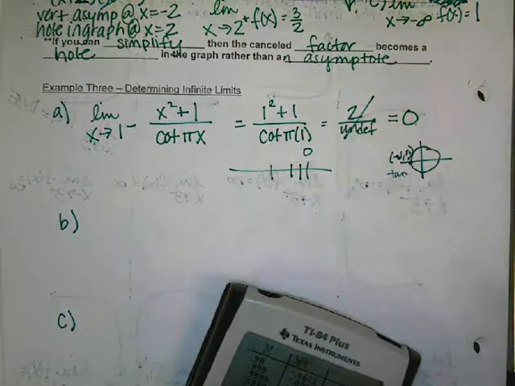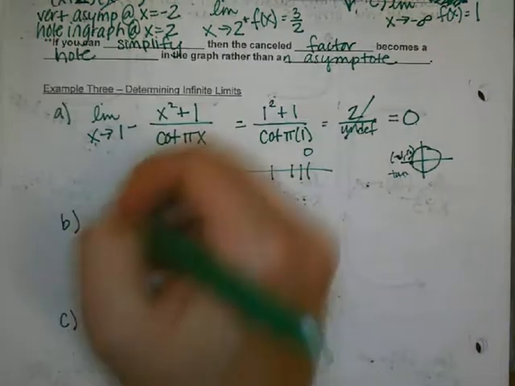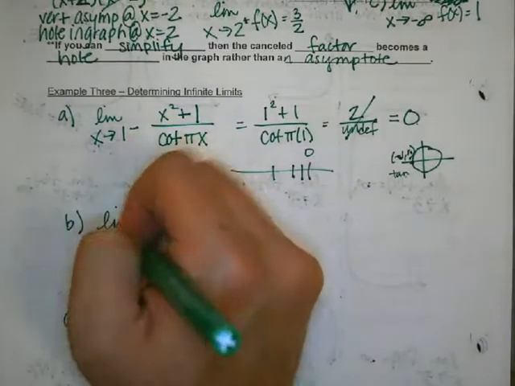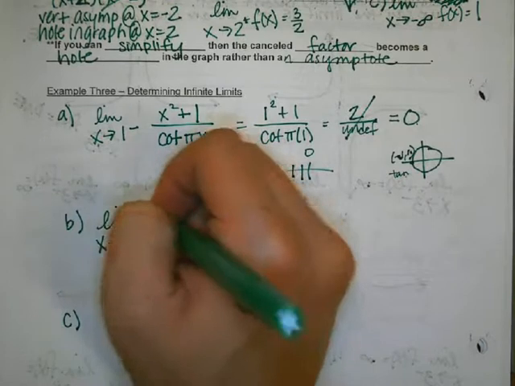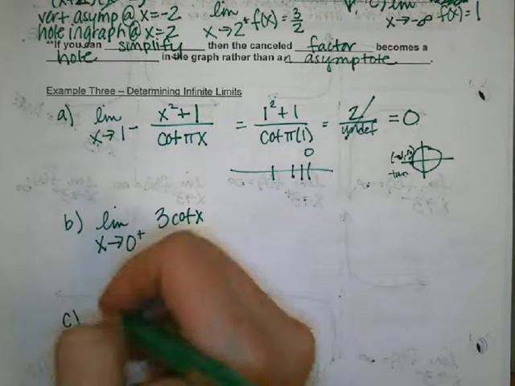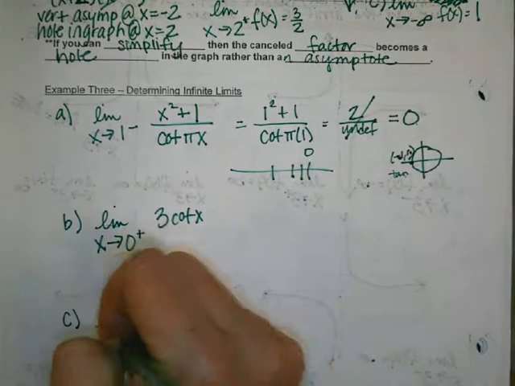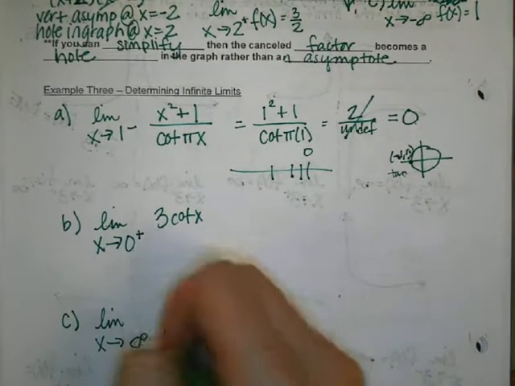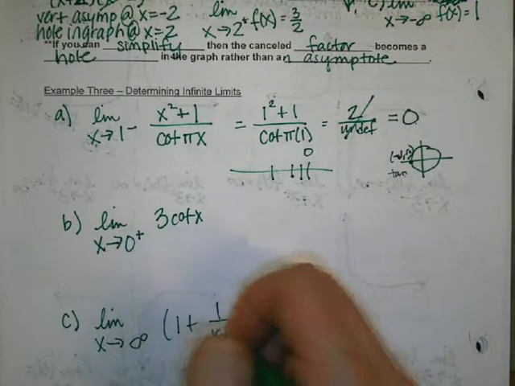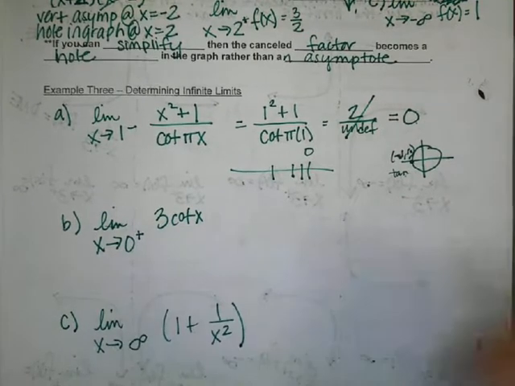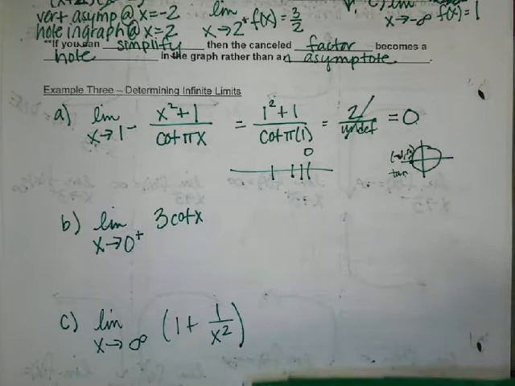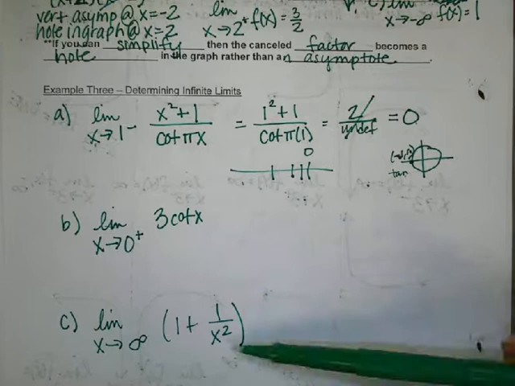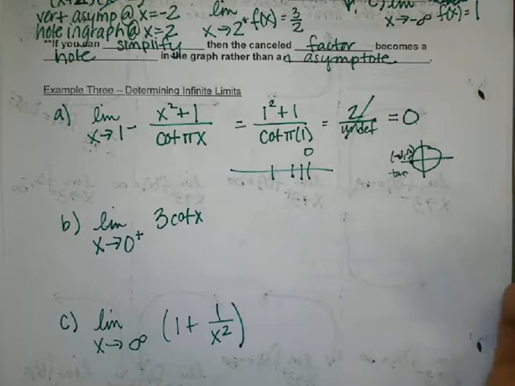The other two that you're going to look at and do for tomorrow: the limit as x approaches 0 from the right of 3 cotangent x, and then the limit as x approaches infinity of 1 plus 1 over x squared. I want you to do both of those. If you can't directly substitute, then I suggest using a table or a graph to try to determine the limit. And then we'll talk about those tomorrow.